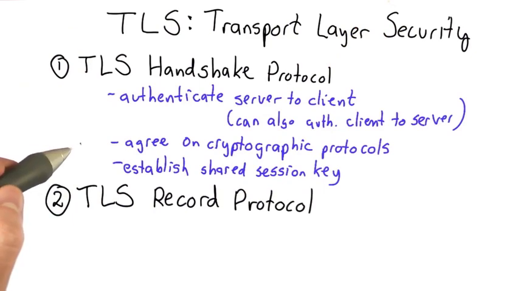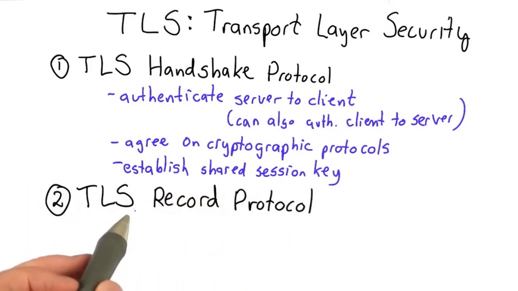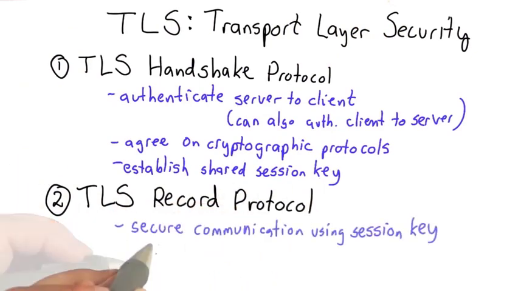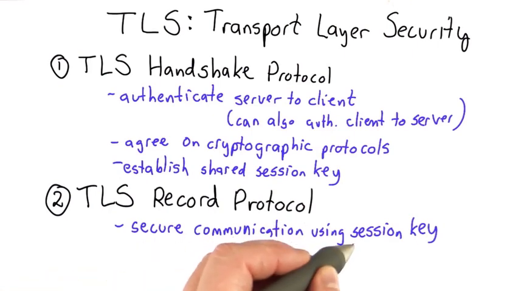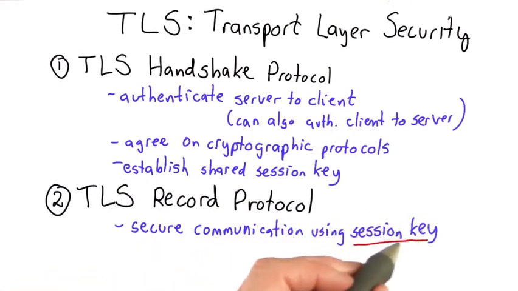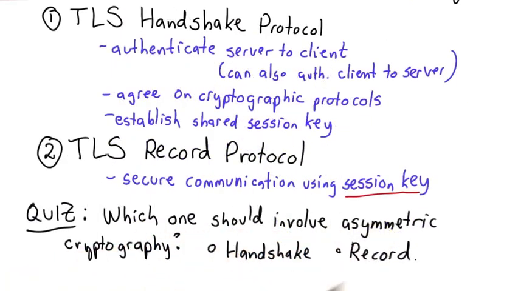The second part of the TLS protocol is the TLS record protocol. That's done after the handshake to enable secure communication between the client and the server using the session key that they established from the handshake. The question for this quiz is which one of these two protocols is likely to involve asymmetric cryptography? I haven't described the protocols yet, but based on what they do, you should be able to figure out which one is likely to use asymmetric cryptography.